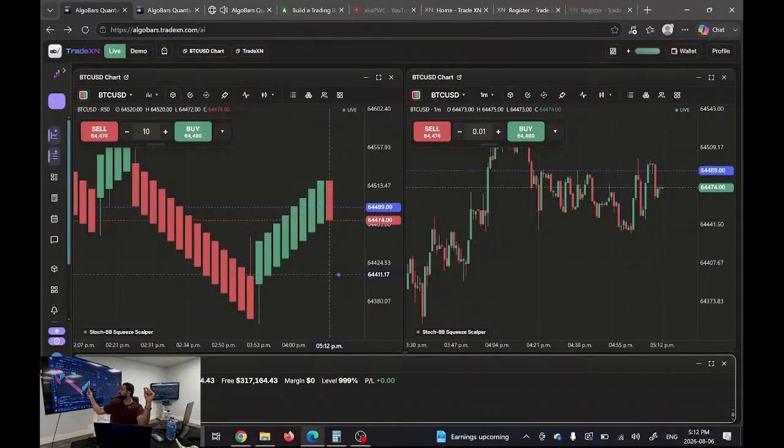Now the opposite: when the range bars go from green to red, on this candle close is where we would enter our sell trade. Now that's step 1, enter at range bar reversal.